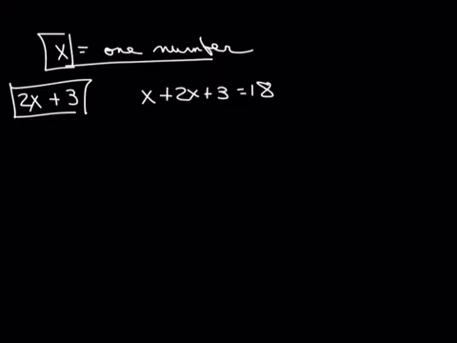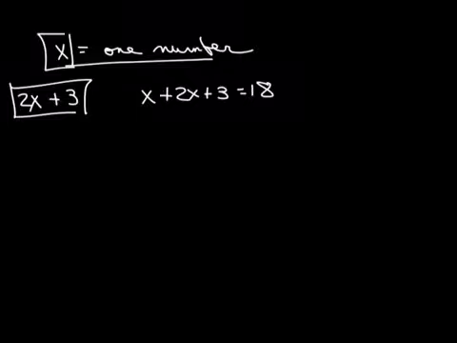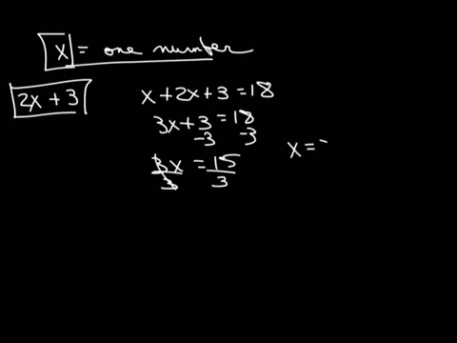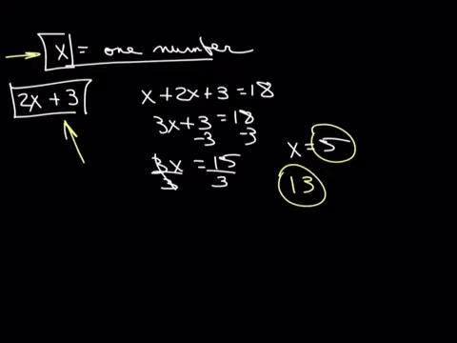Okay, so we have 3x plus 3 equals 18. Subtract 3, and we get 3x equals 15, and we get x equals 5. So that's one of our numbers. Now remember, we're looking for another number. We have this as one of our numbers, this is our other one. So our second number is 2 times 5 plus 3. So one of our numbers is 13, and one of our numbers is 5. And that's pretty much as hard as the number problems are going to go.